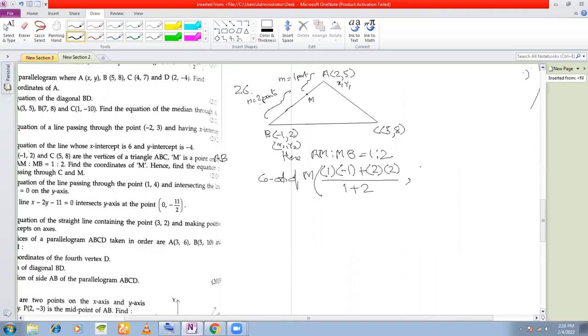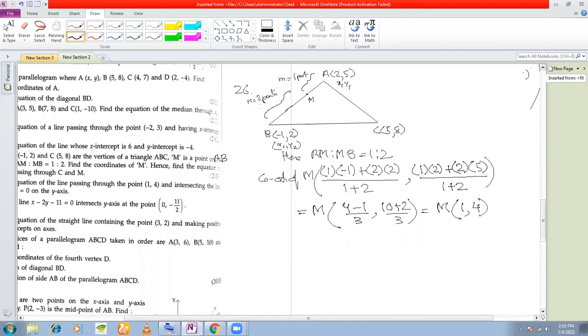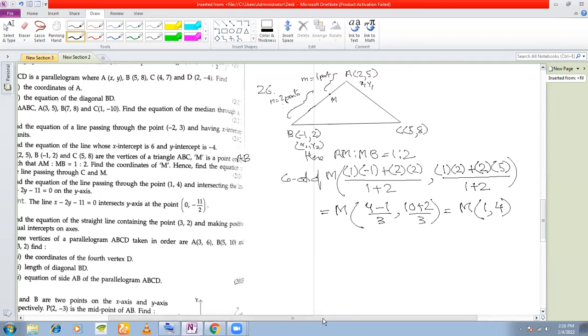And for the coordinates of y, we have (m y2 + n y1) divided by (m + n), right? Which is equal to, you have (4 minus 1) by 3, and for this one you have (10 plus 2) by 3, which is equal to M. 4 minus 1 is 3, so the x coordinate becomes 1, and 12 by 3 means 4. So this is the coordinates of M, right?